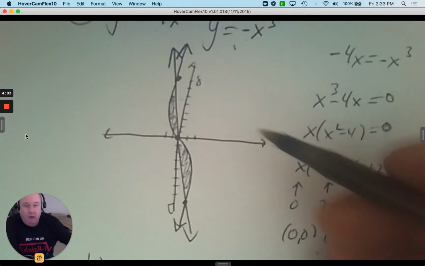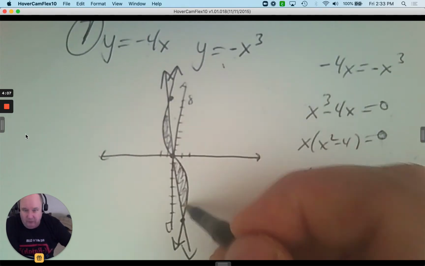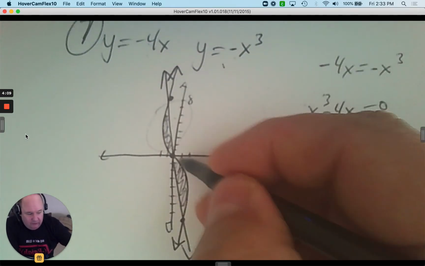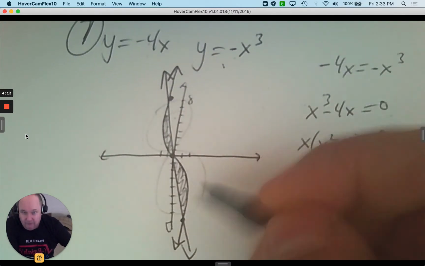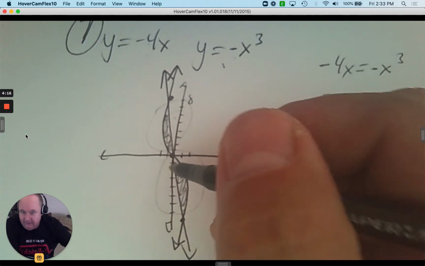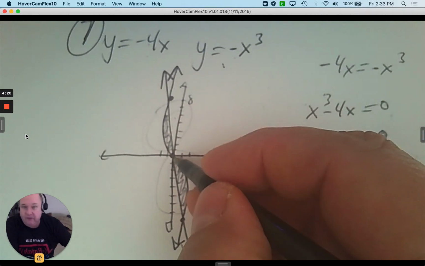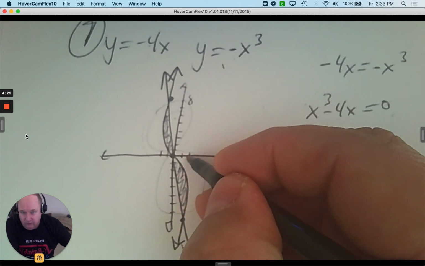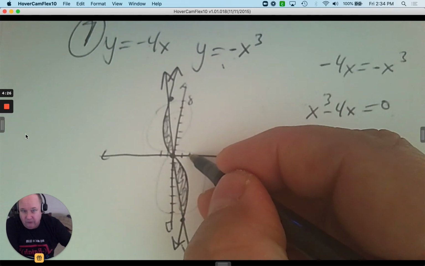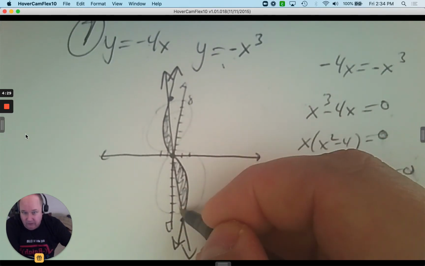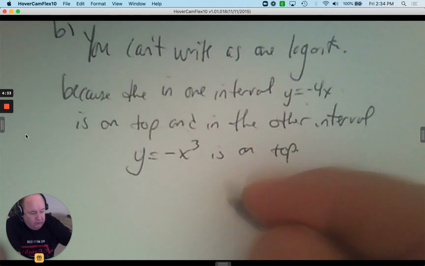Now, what we also notice here, because it's a cube function, there's symmetry with the origin. So the area here is equal to the area there. We have 2 areas that are equal, so I can just write this as 1 and then double it. You can choose which one you want to do. Let's say I go from 0 to 2. Which one's on top and which one's underneath? If I go from 0 to 2, negative x cubed is on top, and then the line is underneath it. So there's 2 ways you could set this up.